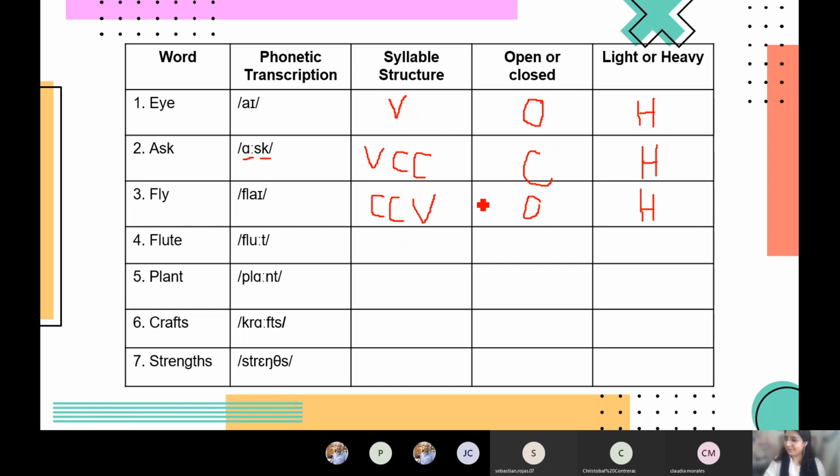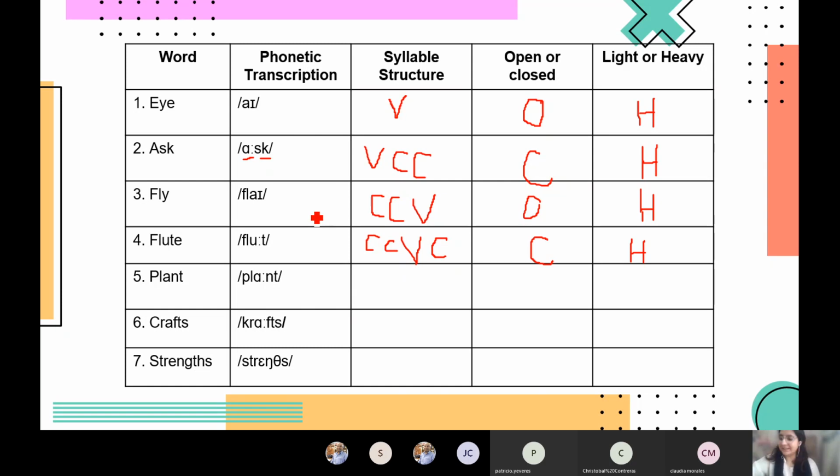Now it's the turn of Patricio. Patricio, can you help me with number 4, please? Okay, the syllable structure will be CCBC. Is it open or is it closed? Closed. Correct. And it's heavy. And it is heavy. You're right. Next one, thank you, Patricio.